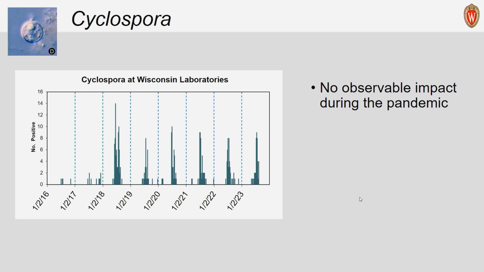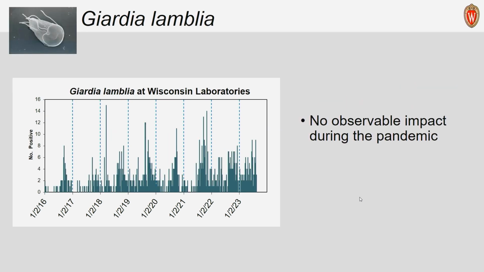So next is Cyclospora. This tends to have a pretty sharp spike in the summer, and it's usually outbreak associated. It's been pretty consistent the past 6 years despite the pandemic. Some years we don't have much at all. Like I said, this is more outbreak associated, but we've consistently been having outbreaks. Giardia, lower numbers for this one, maybe a little bit offset, but not much detectable difference during the pandemic.